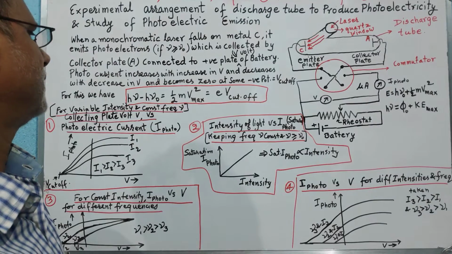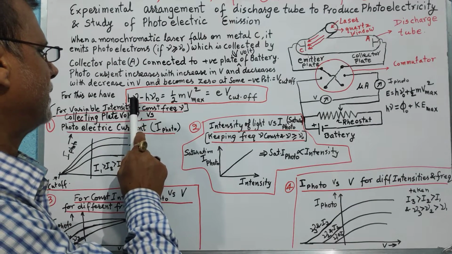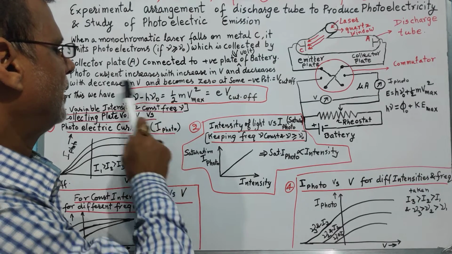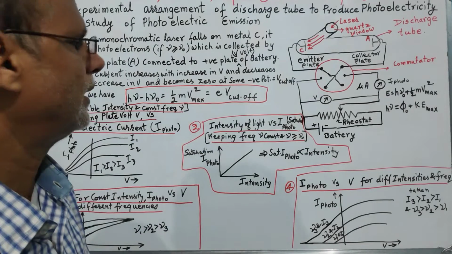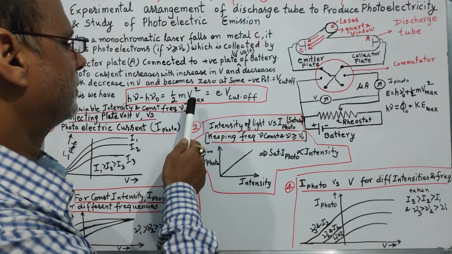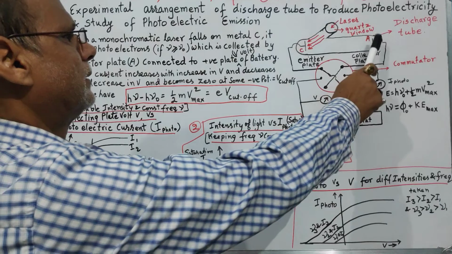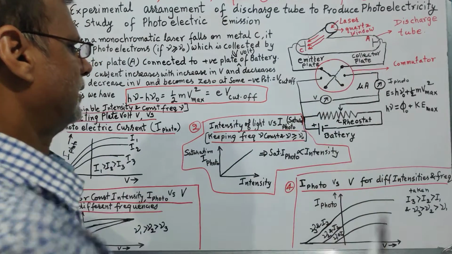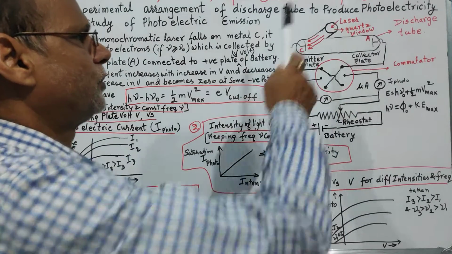For that situation we have a relation: the net incident energy h nu minus the threshold energy, the remaining energy, is given in the form of kinetic energy to the photoelectrons. If that maximum kinetic energy becomes equal to the electric potential energy due to the negative potential of the collector plate, then no electron will be able to reach point A.